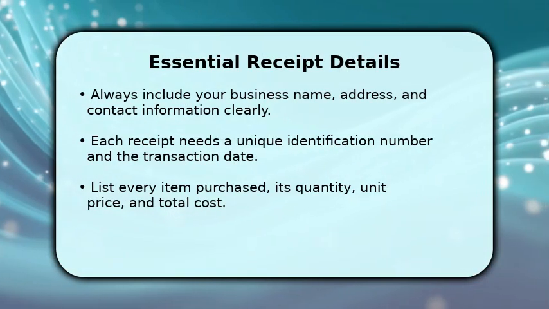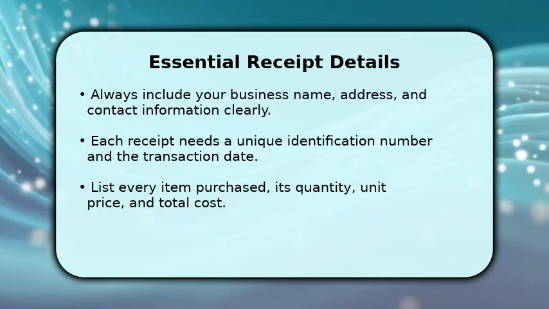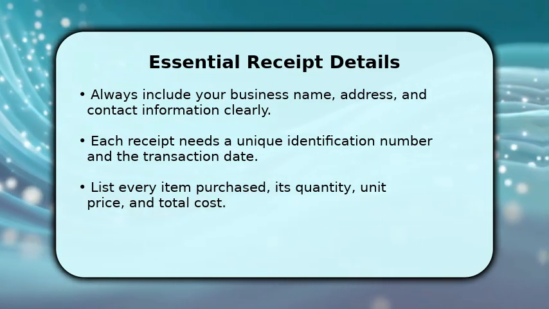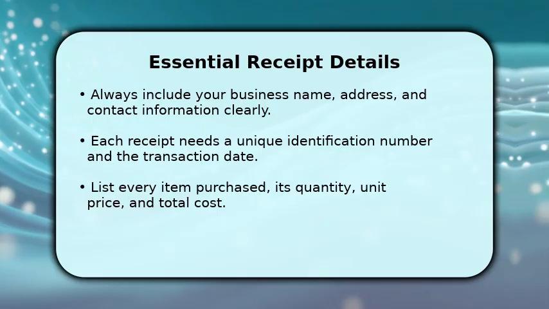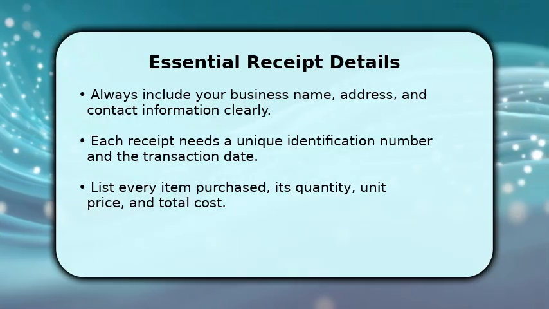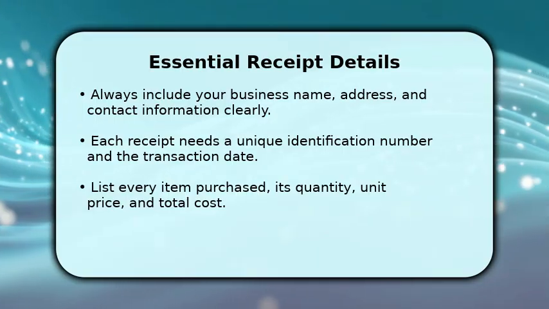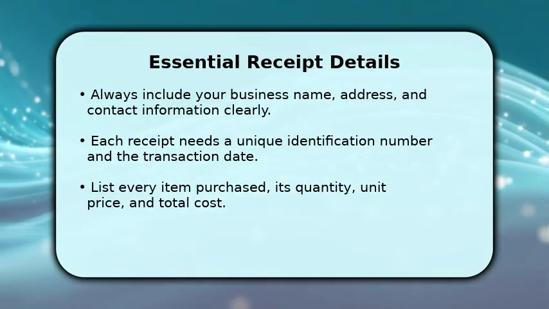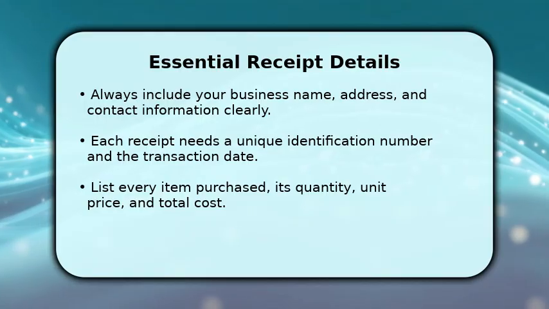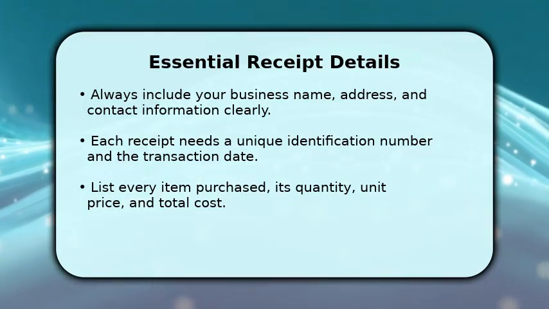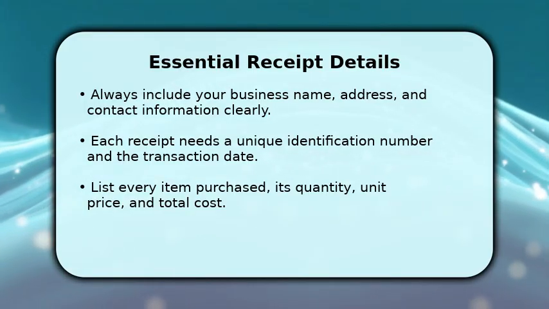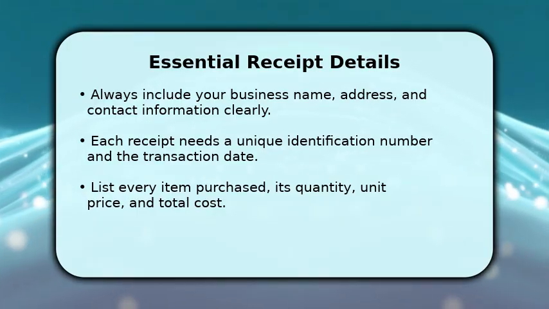Every receipt needs key information to be valid. Start with your business's full name, address, and contact details at the top. Assign a unique receipt number to each transaction, along with the exact date of purchase. Then, meticulously list each item sold, including its quantity, individual price, and the total for that specific item. This ensures clarity and accuracy.